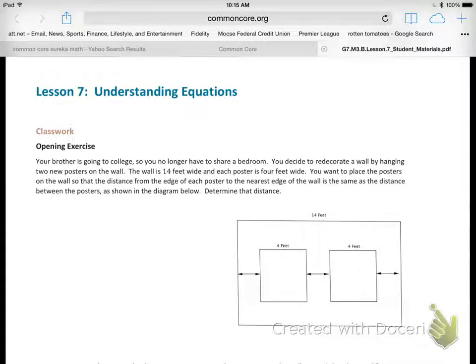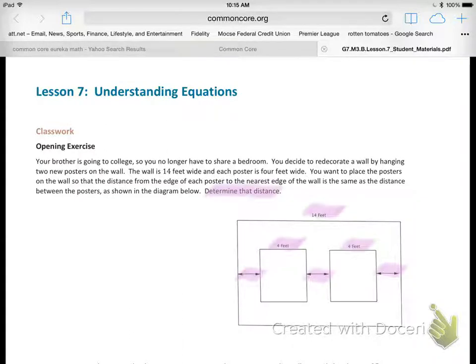So here's the situation. Your brother is going to college, so you no longer have to share a bedroom. You decide to redecorate a wall by hanging 2 new posters on the wall. The wall is 14 feet wide, represented here, and each poster is 4 feet wide. You want to place the posters on the wall so that the distance from the edge of each poster to the nearest edge of the wall, those two places, is the same distance as between the posters, as shown in the diagram below. Determine that distance.